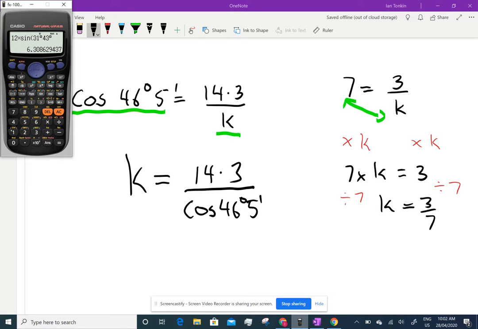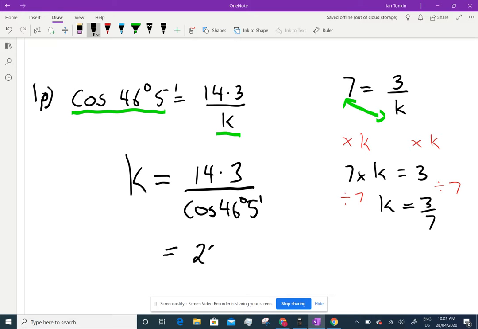And then it's just a case of 14.3 divided by, I like to use brackets, although I don't think it makes any difference in this case, cos 46 degrees and 5 minutes. 20.6, and I'll just better check because I don't want to make a mistake. This is P, 20.616, so equals 20.6, which is correct.